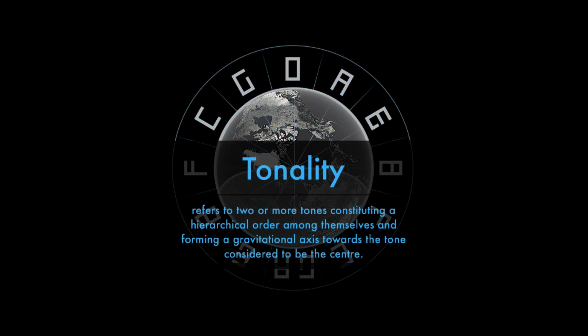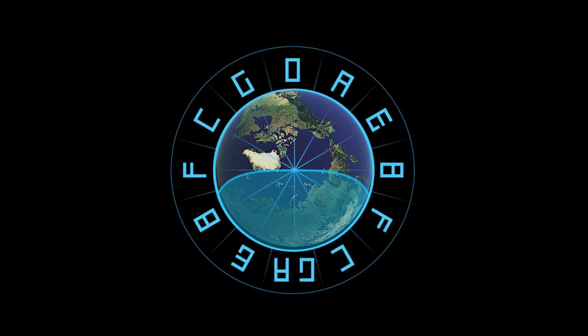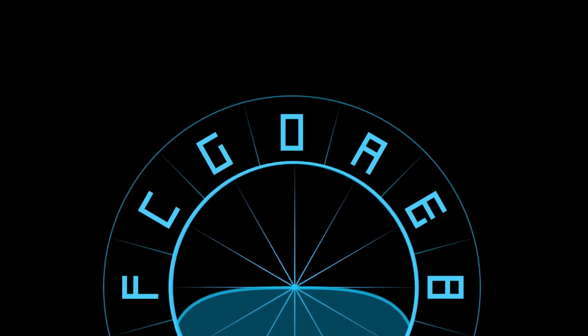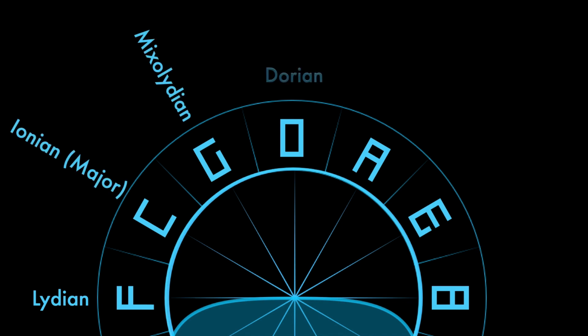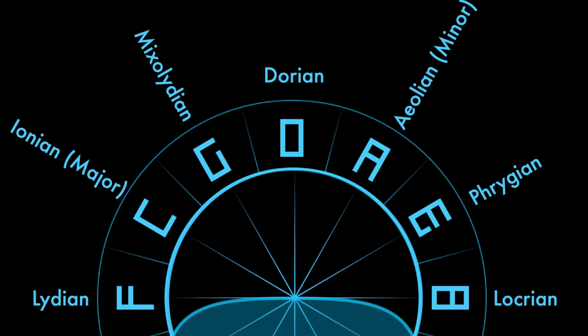Tonality refers to 2 or more tones, constituting a hierarchical order among themselves and forming a gravitational axis towards the tone considered to be the center. When one of these notes is emphasized more than the others, it reveals a mode with a distinct musical character. Since we have 7 tones, we can have 7 different possible centers, and thus 7 different modes. These 7 modes are named as Lydian, Ionian, Mixolydian, Dorian, Aeolian, Phrygian, and Locrian.